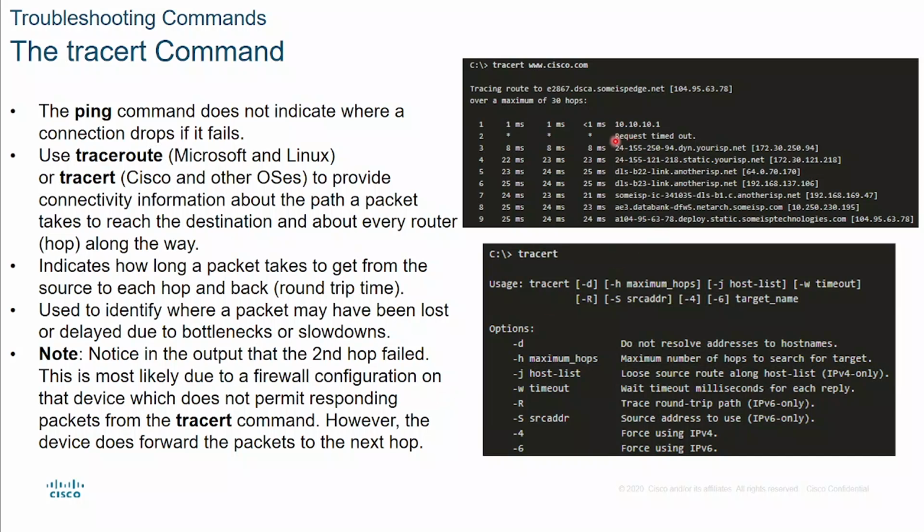Which is this that says request timeout. So this is most likely due to a firewall configuration on that device which does not permit responding packets from the traceroute command. However, the device does forward the packet towards the next hop.